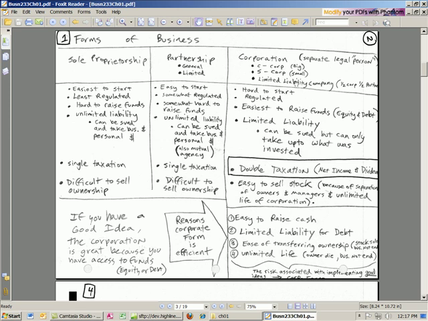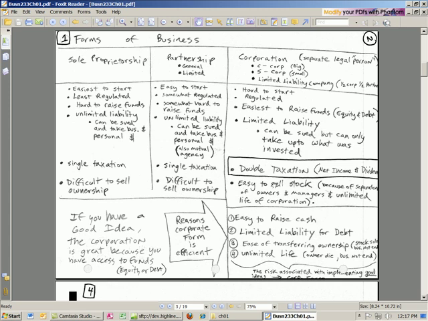Limited liability company has the limited liability advantage of the corporation, but also the advantage of single taxation of a partnership. Big problem: double taxation for the corporation. That means whatever your income is, you're going to get taxed on that, and then you're taxed again when you pay out a dividend. Later we'll talk about dividends, but dividends are just when the company pays out cash to the stockholder. You have to pay taxes on that also. So double taxation. Easy to sell stock.